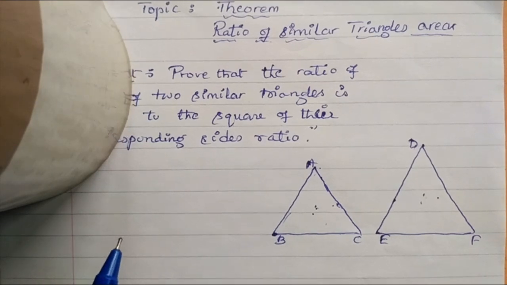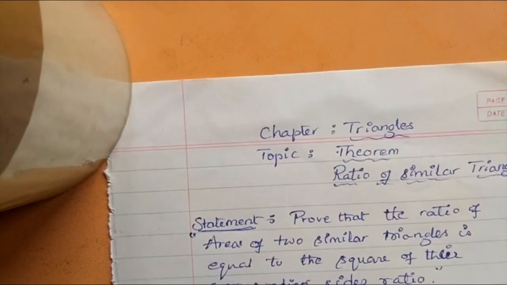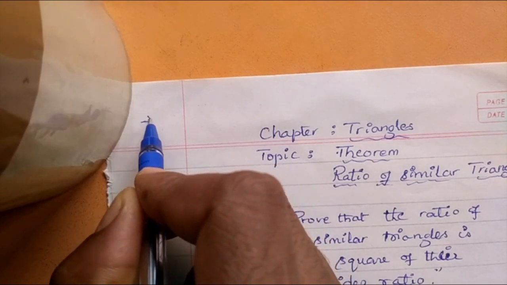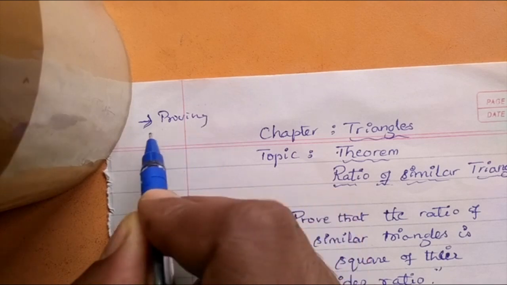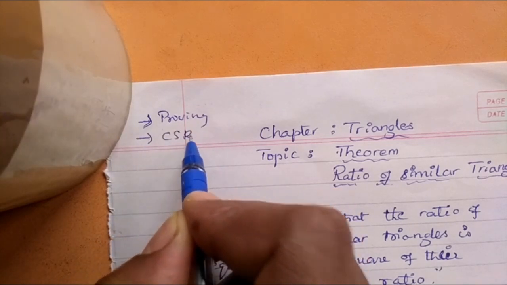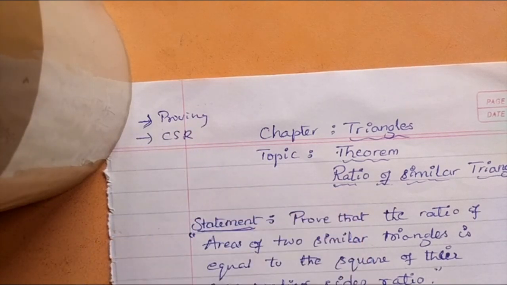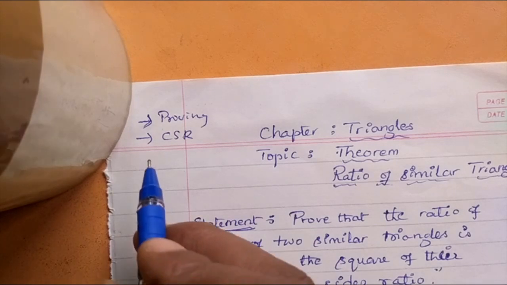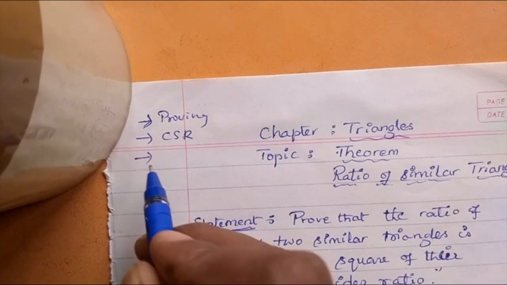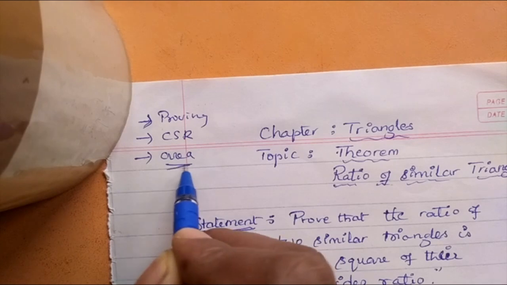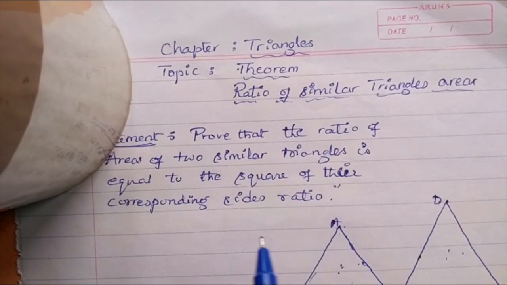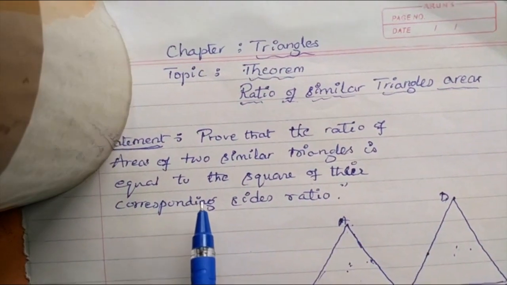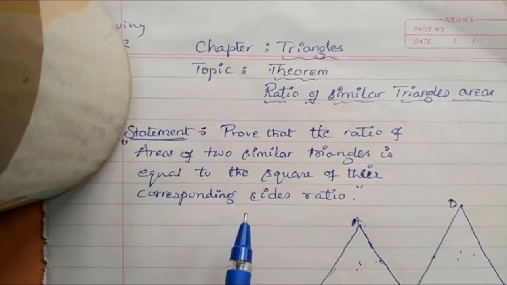In the three levels of similarity I already taught you, what are the three levels of similar triangles? One is proving. The second one is the corresponding sides ratio. How to write the ratio of two similar triangles' sides? The third one is area. So when two triangles are similar, what about their areas? Their areas will be equal to the square of the corresponding sides ratio.